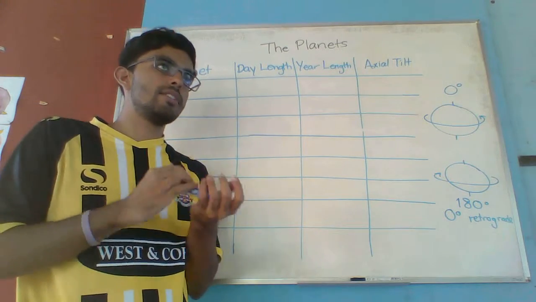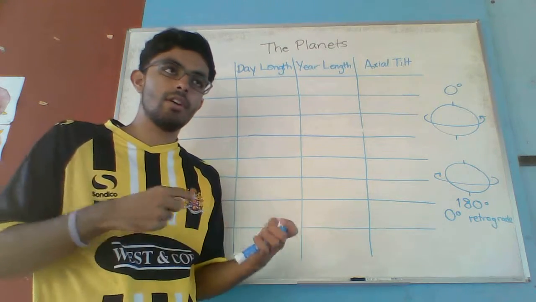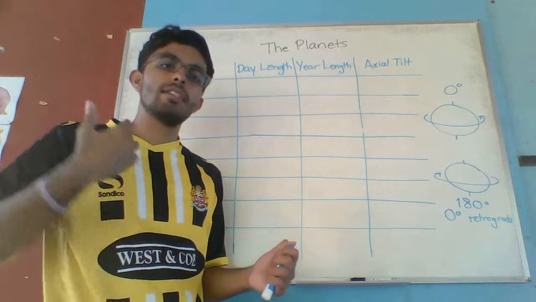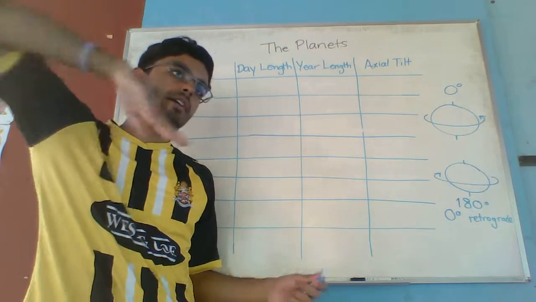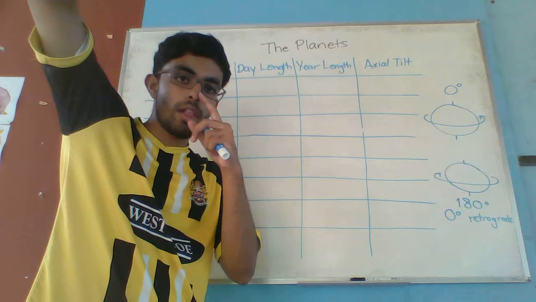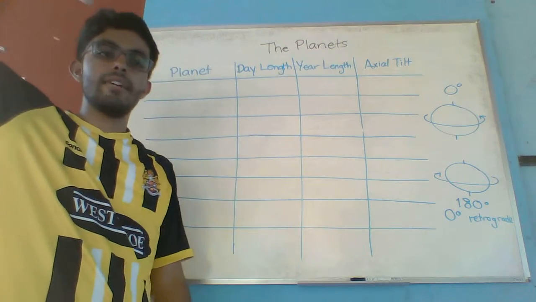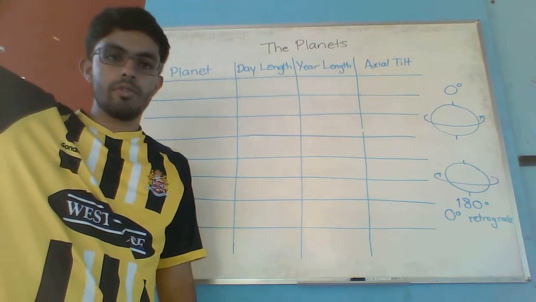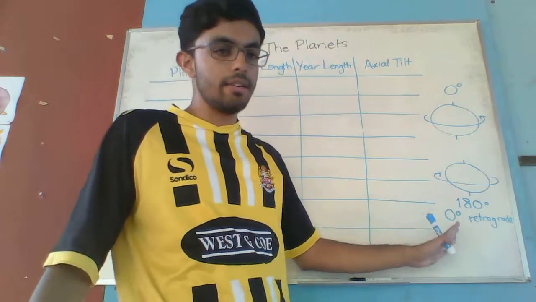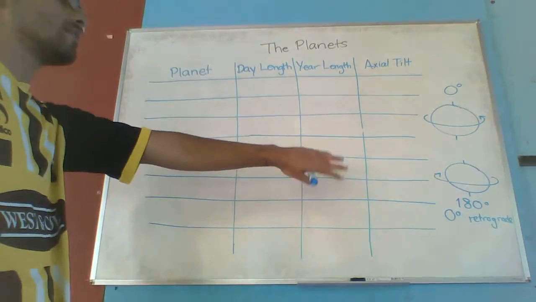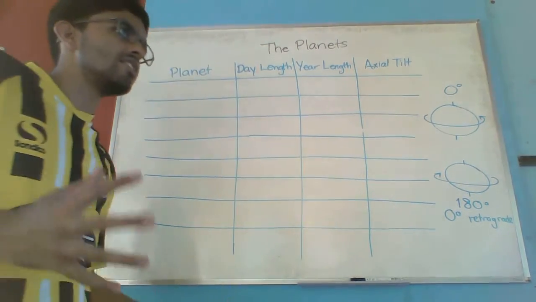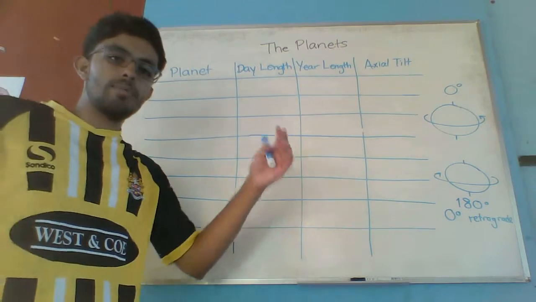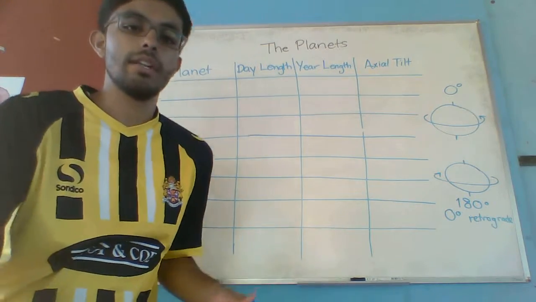So basically, if you were all running in a circle counterclockwise, and then one of you decides, you know what, I'm not going to run counterclockwise, I'm going to run clockwise, then you would be said to be moving in retrograde motion. So 0 degrees retrograde is the same as 180. So basically, some of the planets are effectively upside down, is what I'm trying to say.